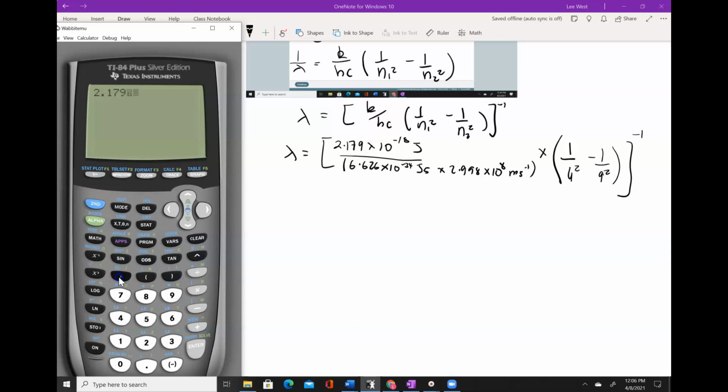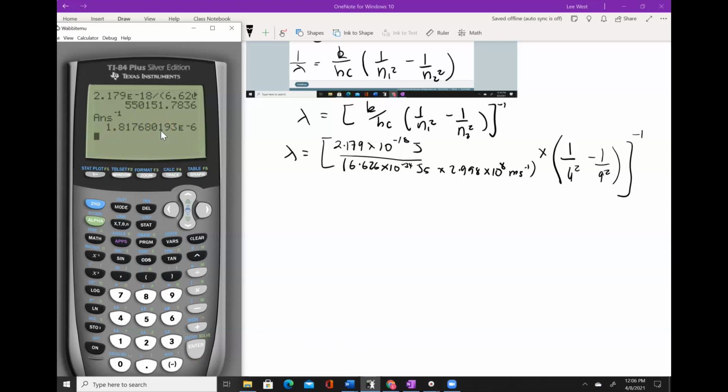2.179 by 10 to the minus 18 divided by Planck's constant times the speed of light, close the parentheses, new parentheses, 1 on 4 squared minus 1 on 9 squared, close parentheses, enter, then to the minus 1, and there it is in meters. All right, so that's my answer in meters.